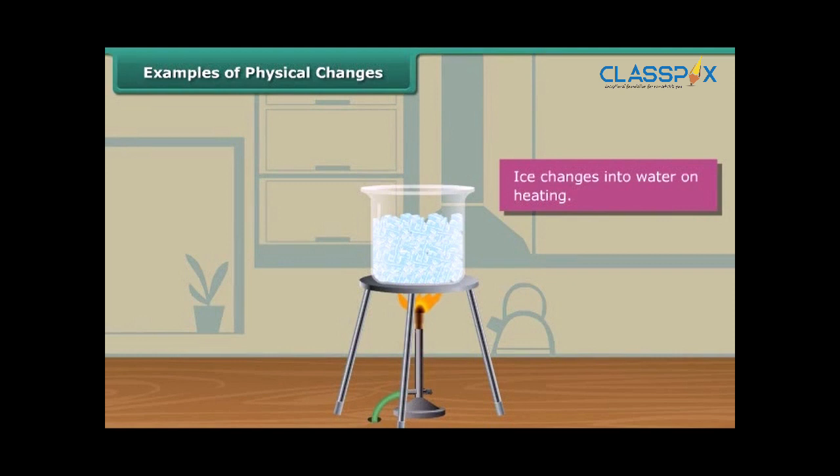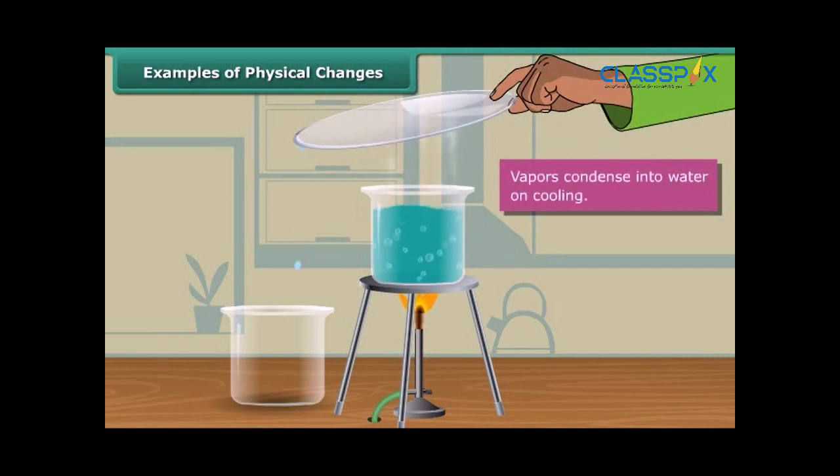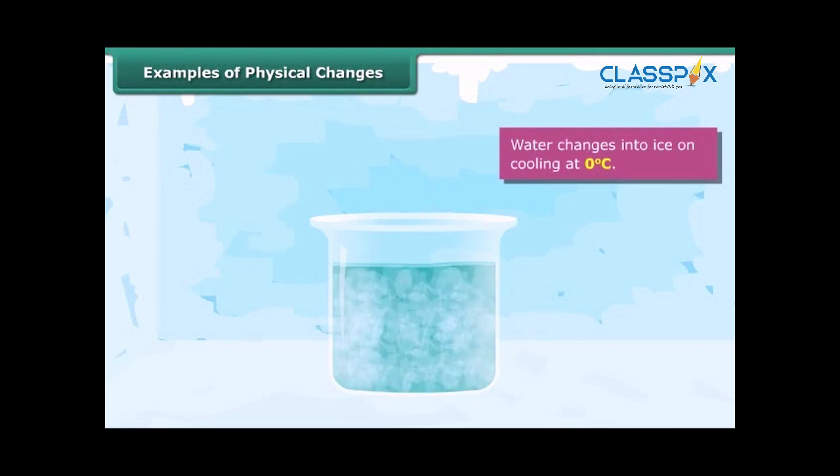Children, on heating, ice changes into water. When this water is heated to 100 degrees Celsius, it changes to vapors. These vapors on cooling change to water. And when this water is cooled up to 0 degrees Celsius, it converts to ice. So, in the whole process, water changes only its state, and the chemical composition of water remains same.